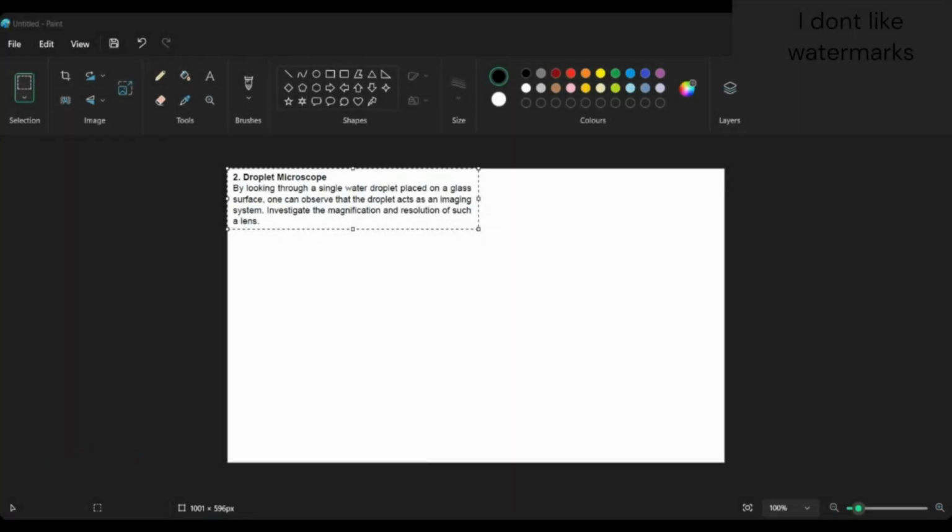Droplet microscope. By looking through a single water droplet placed on a glass surface, one can observe that the droplet acts as an imaging system. Investigate the magnification and resolution of such a lens.